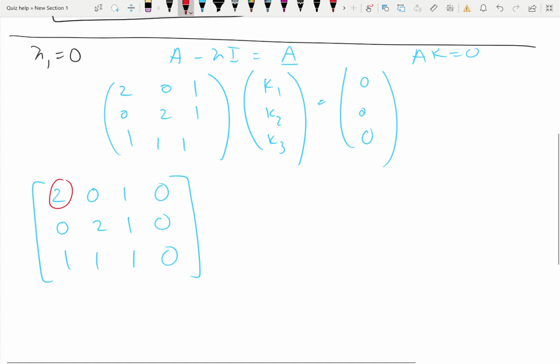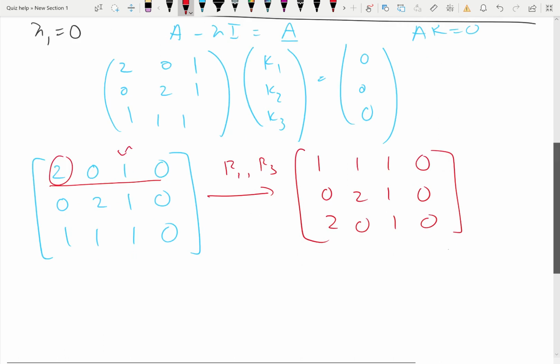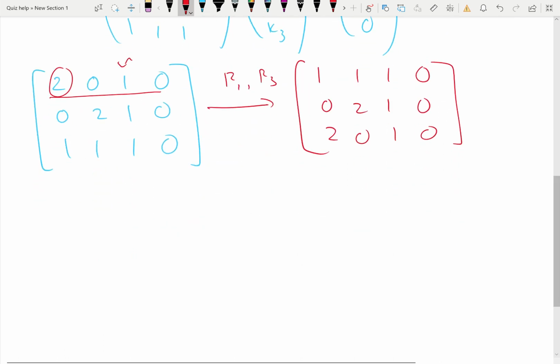Instead, I will become smart and switch R1 with R3. So swap R1 and R3. So this will be like 1 1 1 0, 0 2 1 0, 2 0 1 0. Otherwise you can divide R1 by 2, but the problem is you will have a half here, then a half here, so that will be a fraction. I don't like to work with fractions when I have Gaussian elimination.